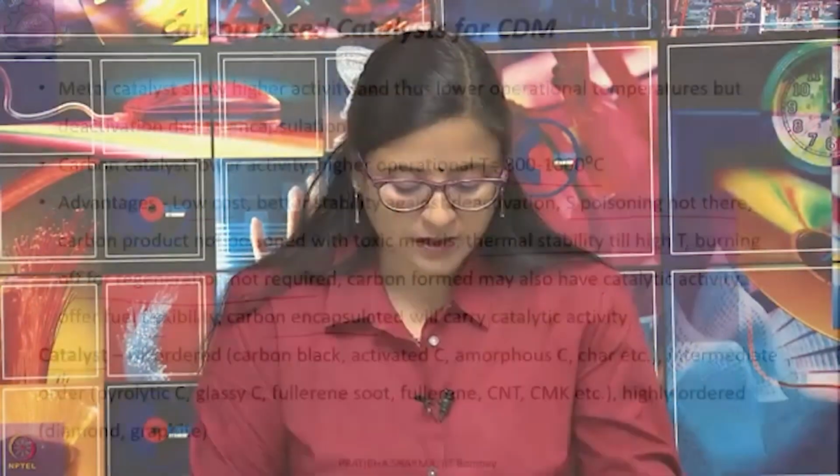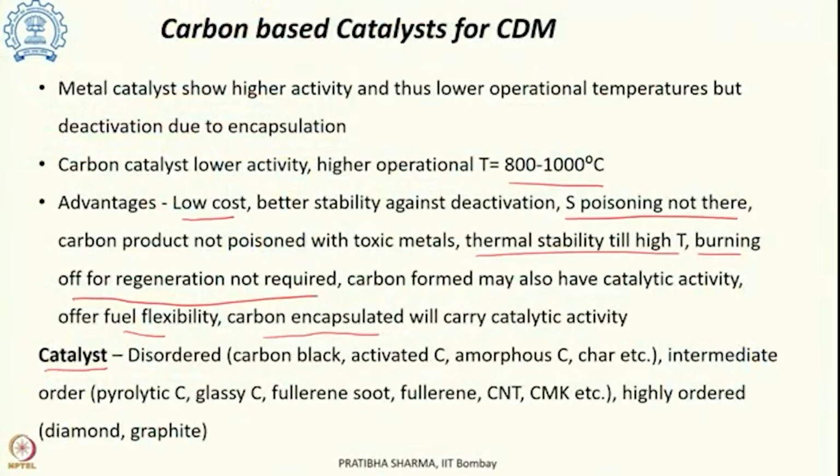The catalysts which are there include the disordered carbon, carbon black, activated carbon, amorphous carbon, char, acetylene black, and then there are carbon structures having intermediate order: pyrolytic carbon, glassy carbon, fullerene soot, fullerene, CNT, CMK, etc. And then comes the class of highly ordered carbon, which is graphite and diamond.